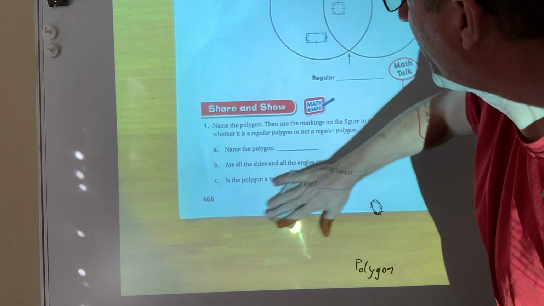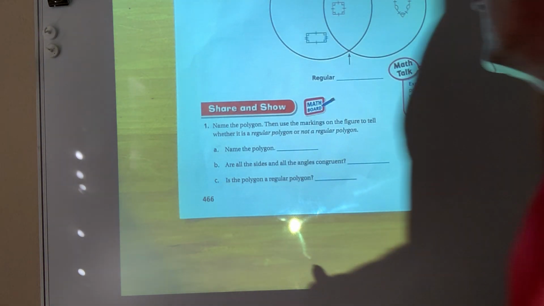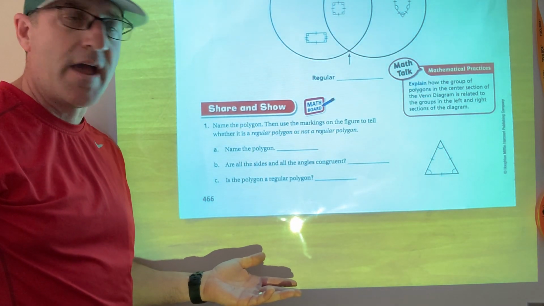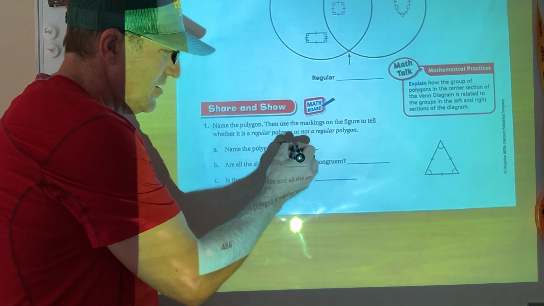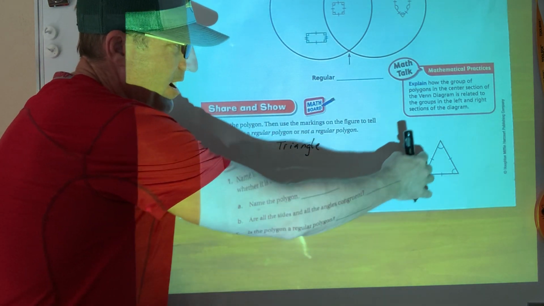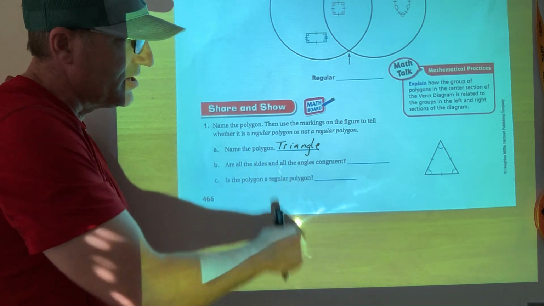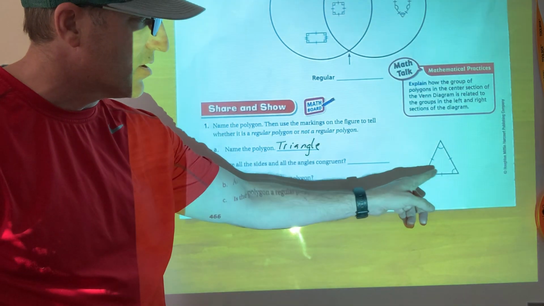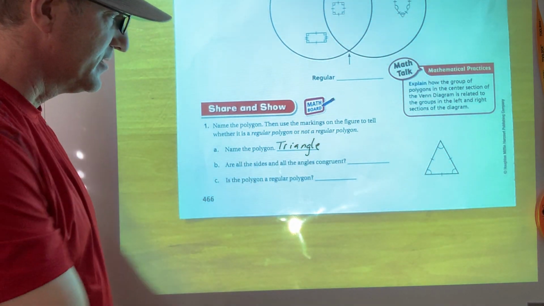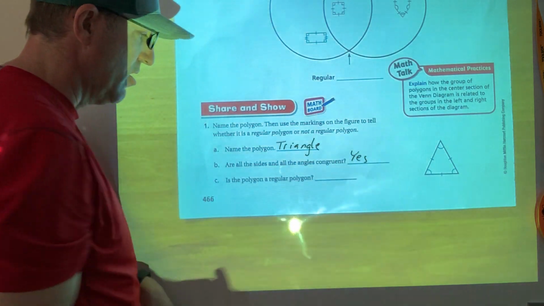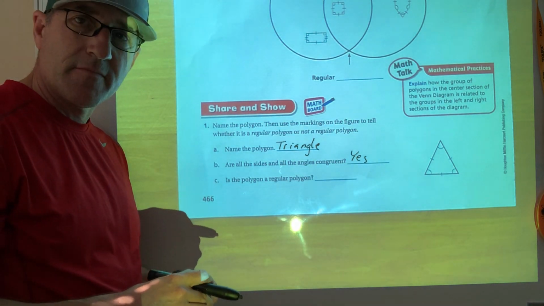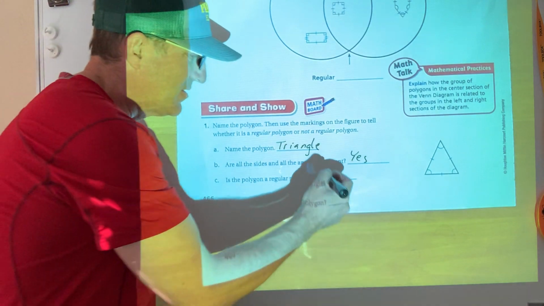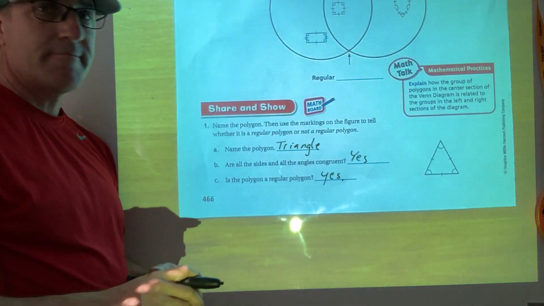All right, the bottom part's pretty darn easy. Take a look. What shape is that? Everybody's known this since kindergarten. That's a triangle. Tri meaning 3, 1, 2, 3. Are all the sides and angles congruent? Well, if I look at it, one line, one line, one line, all the sides are the same length. One curve, one curve, one curve, all the angles are the same. So this is a yes. And so, is it a regular polygon? Yes or no? Yes, because all the measurements are identical on all sides. So this is a yes. All right, that's that one.